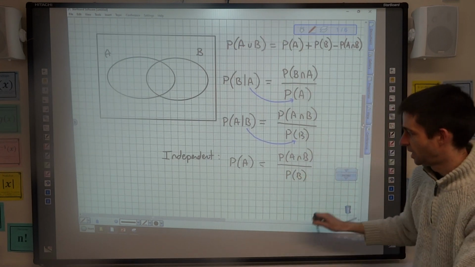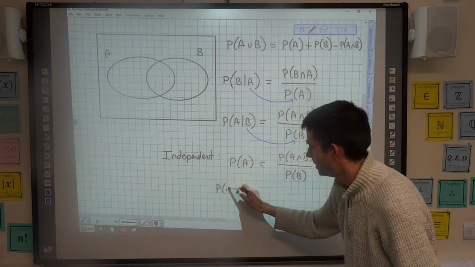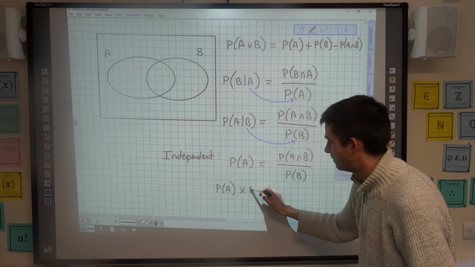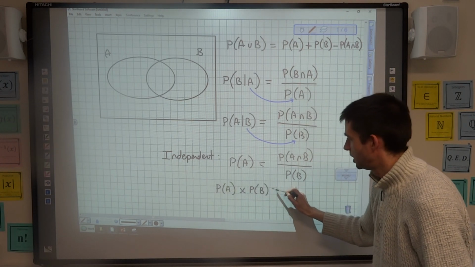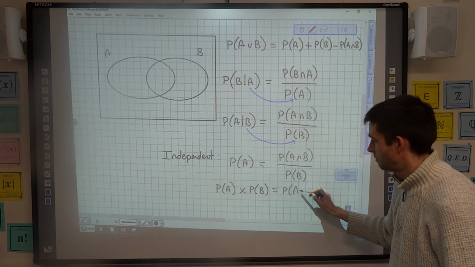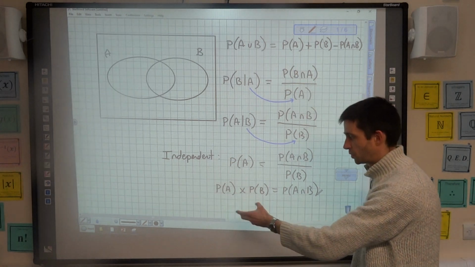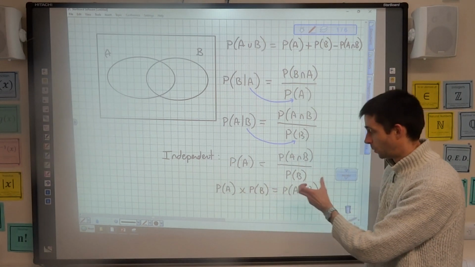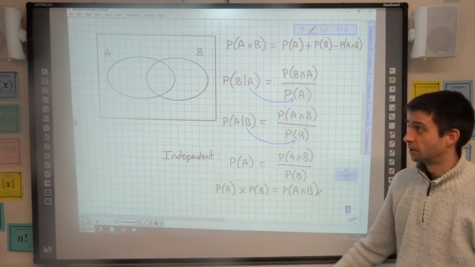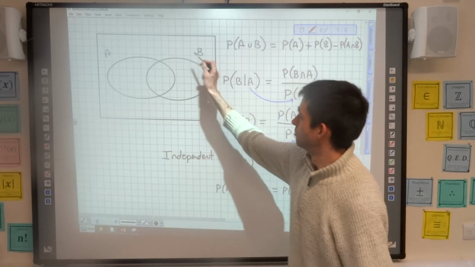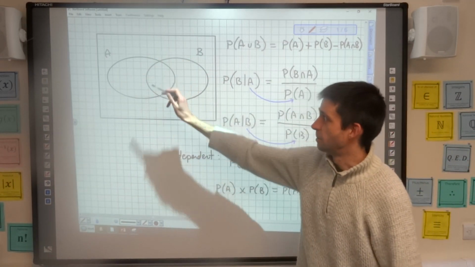And what I can now do is, if I multiply across by the probability of B, I can arrive at this very useful formula, which is that if A and B are independent, then the probability of A multiplied by the probability of B will equal the probability of the intersection. So all of this multiplied by all of this gives you the bit in the middle.